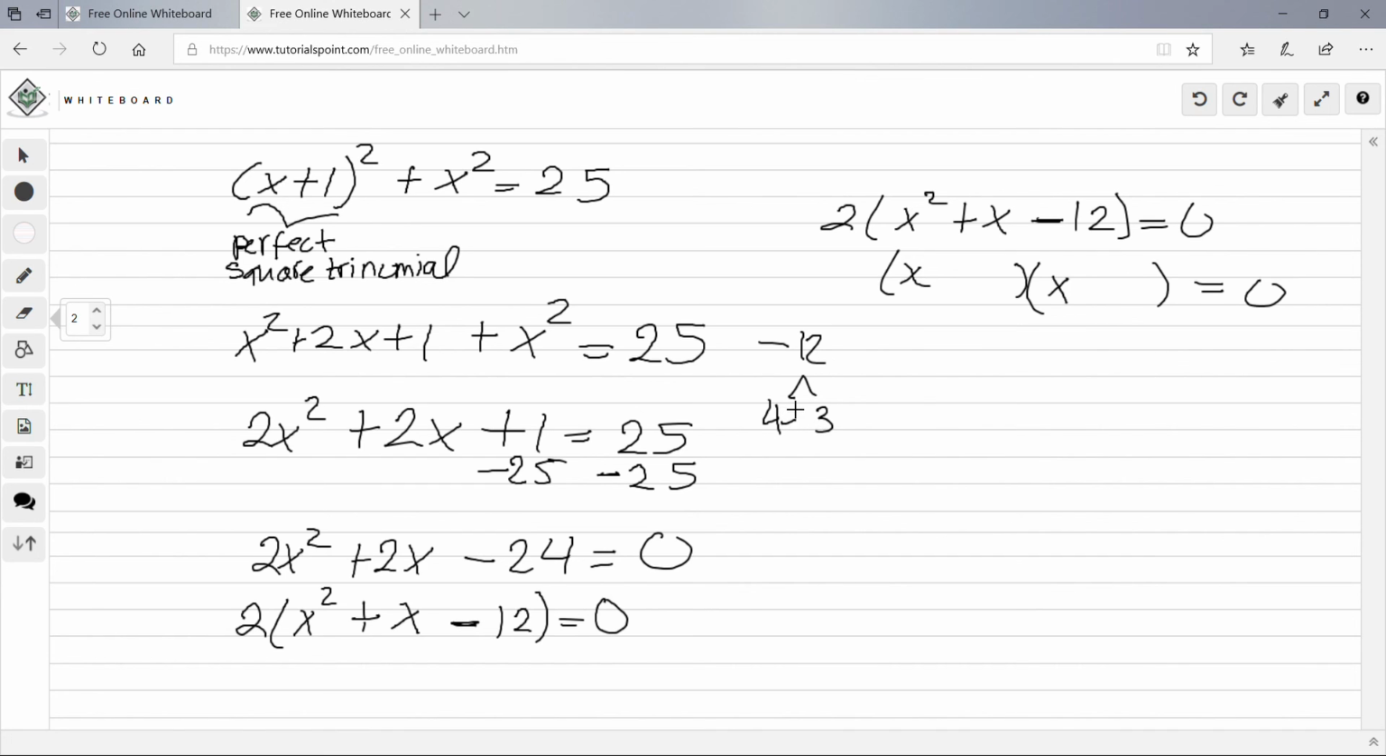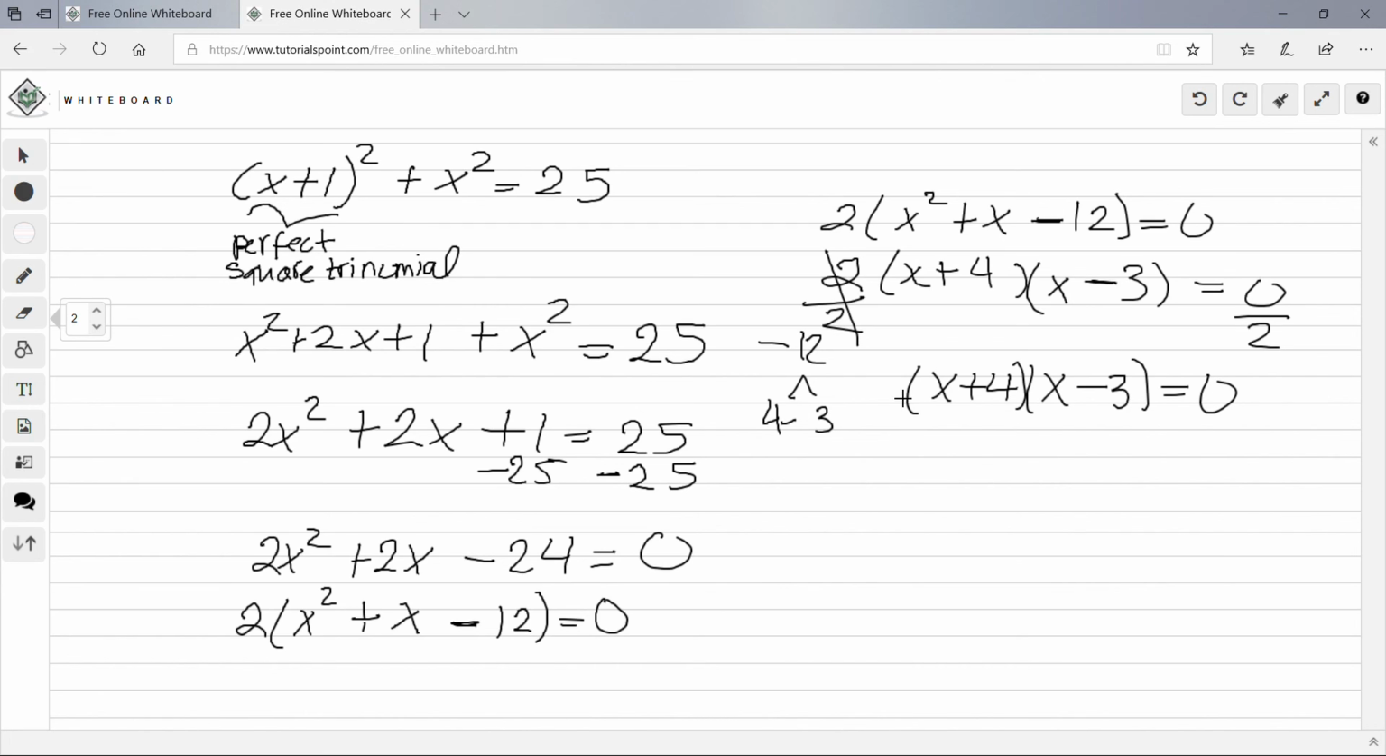Does that work? 4 times negative 3 is negative 12. Good, that satisfies this. And 4 plus negative 3 is positive 1, so it satisfies this part as well. So we can definitely use that one. And then don't forget the 2. We can get rid of this 2 by dividing everything by 2. So we're left with (x plus 4)(x minus 3), and 0 divided by 2 is just 0.